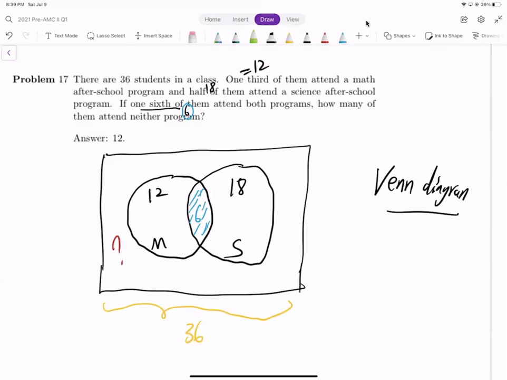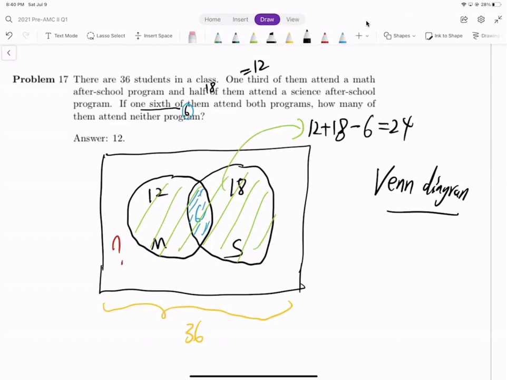Okay, so first of all, let's figure out the number in at least one of them, right? In one of these programs, which is 12 plus 18, but you have to subtract the overlap because it's counted twice. And then we know this is 24, right? Accordingly, this portion will be 36 minus 24, which is 12.